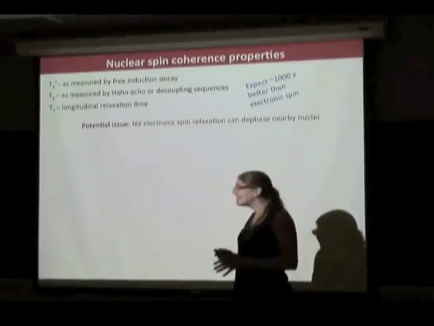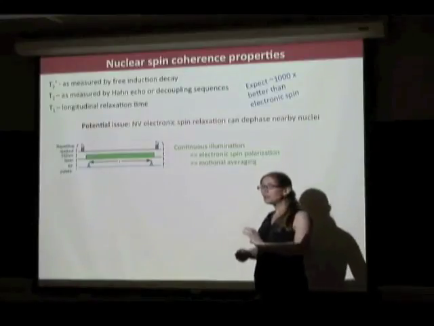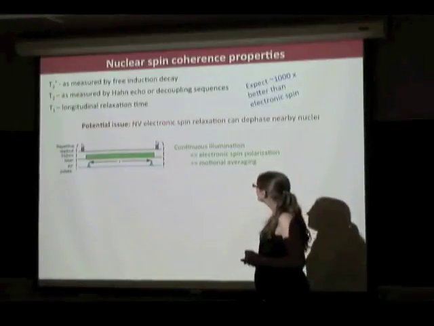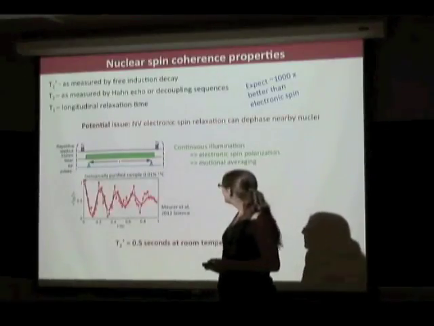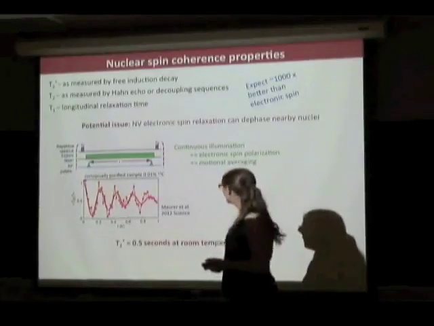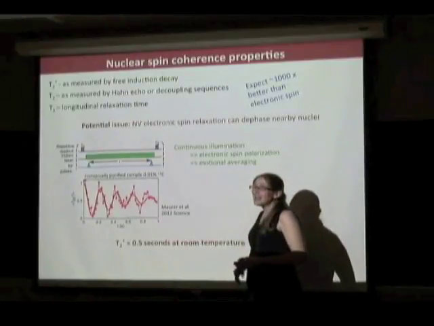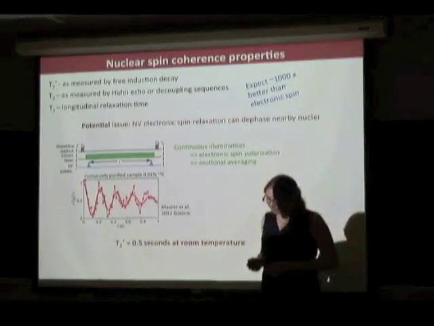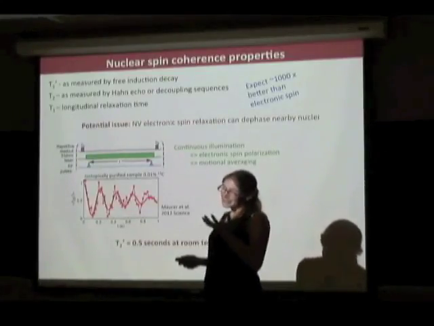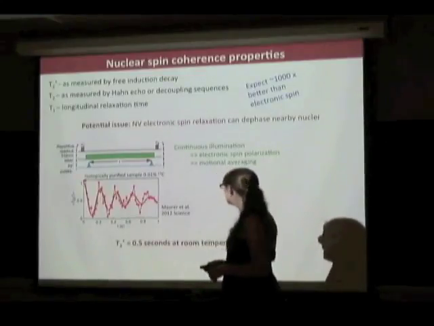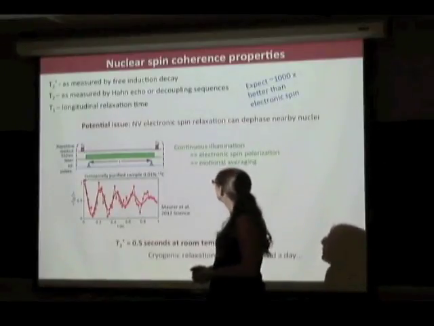It turns out that's actually not true, because you can continuously optically illuminate the NV center, which both polarizes it and motionally averages its spin states, such that under continuous illumination, in that same sample where we had the half a millisecond electronic spin dephasing time, a nuclear spin dephasing time of half a second was observed. And I should mention the nuclear spins in diamond have, at least in bulk, relaxation times that can be measured in days. So there's really quite a bit of possibility at low temperature to get to extraordinarily long coherence times.